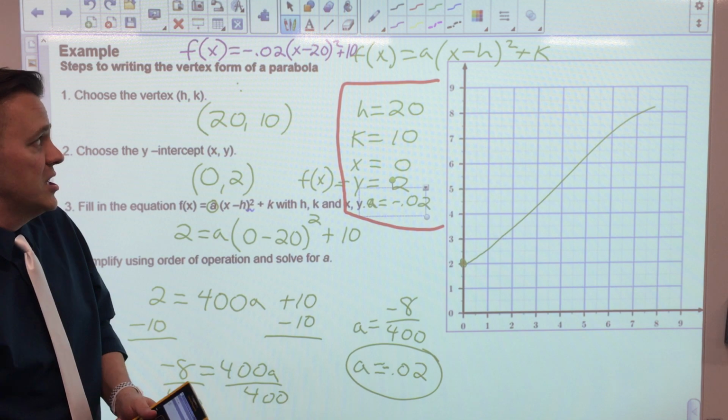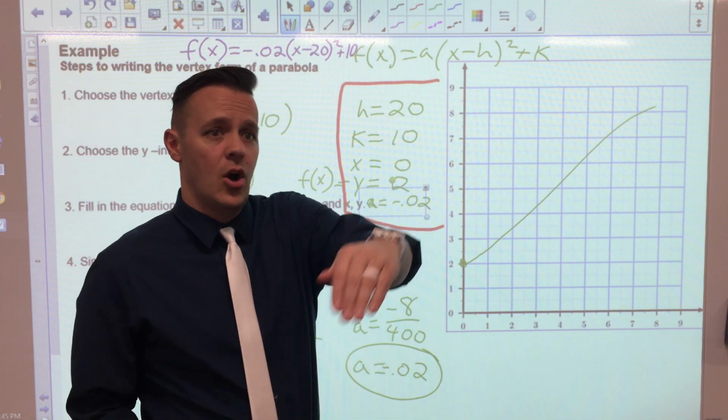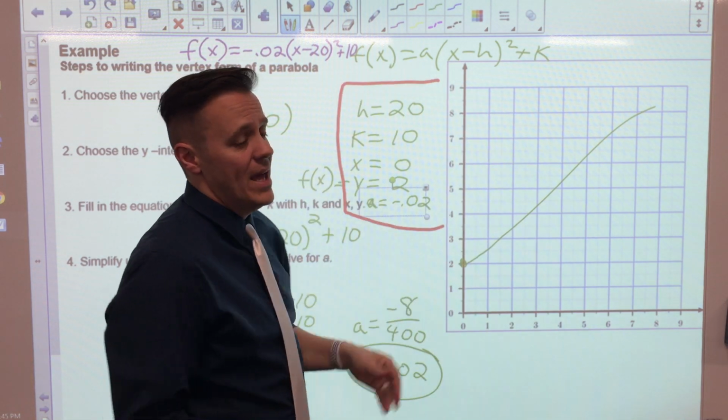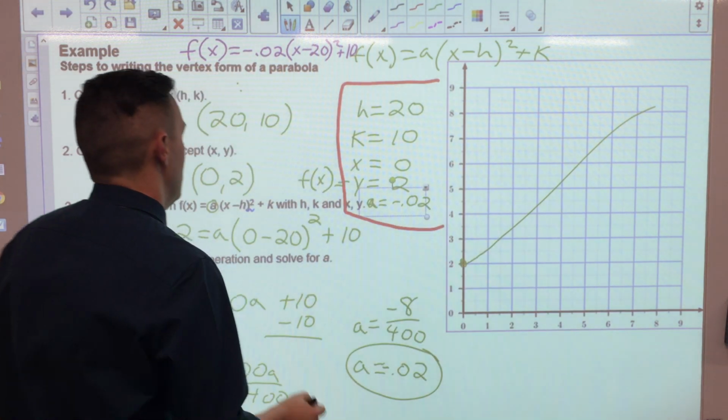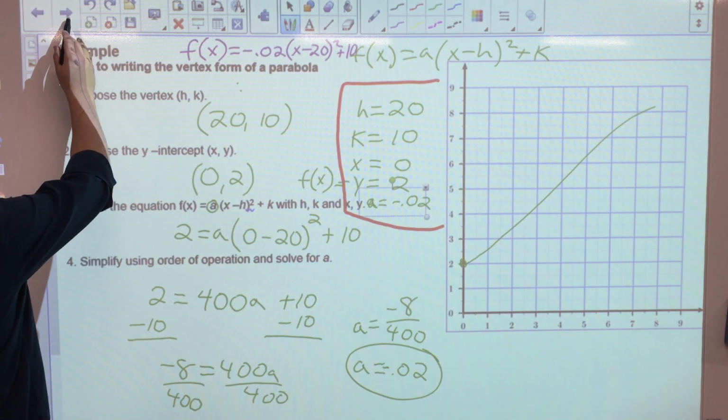Ladies and gentlemen, I could put this into a graphing calculator, and I would actually see the nice arch on it. I'm not going to do that because I don't have time. I want to keep going on this, and we'll go from there. So, let me see if I can remember this.